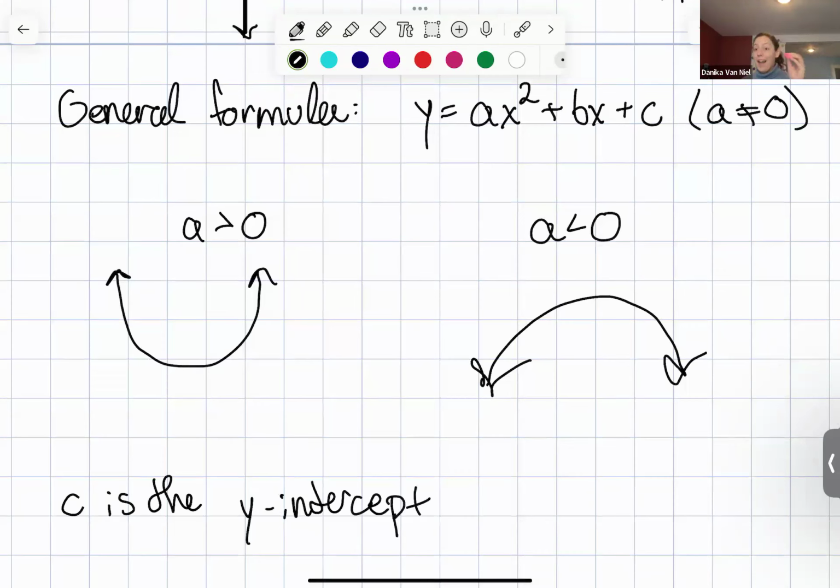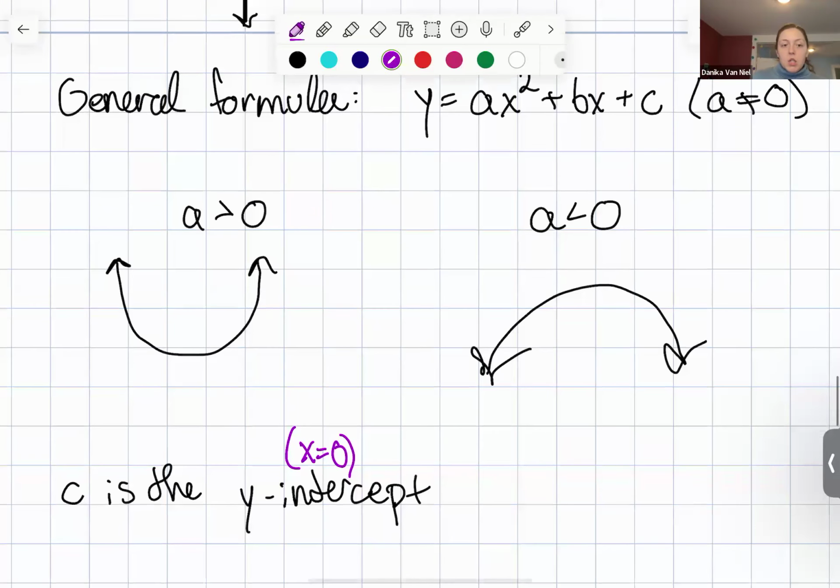So remember, y-intercept means where your curve intercepts or intersects with the y-axis. On the y-axis, y takes a whole bunch of different values, but x is always 0, right? If you're anywhere on the y-axis, x is 0. So this is when x equals 0. And similarly, the x-intercept is when y equals 0.